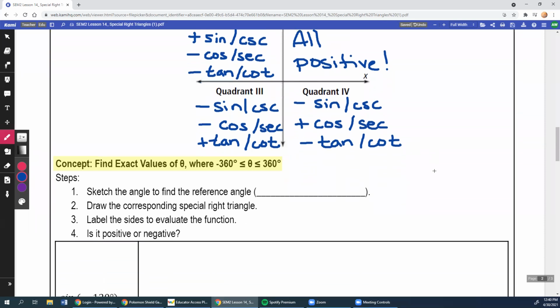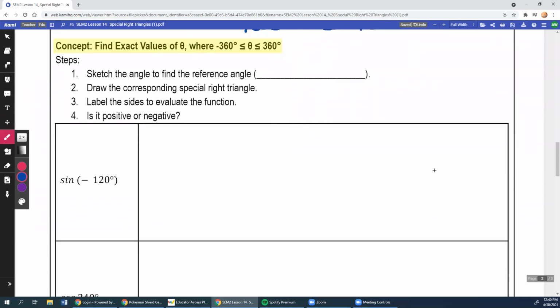So now let's get into finding exact values between negative and positive 360. There are 4 steps that we're going to take. And as long as you follow these 4 steps, it'll go easy peasy. First, sketch the angle to find the reference angle, meaning your angle is going to be one of 3 reference angles. You're either going to have a 45-degree angle, a 30-degree angle, or a 60-degree angle.